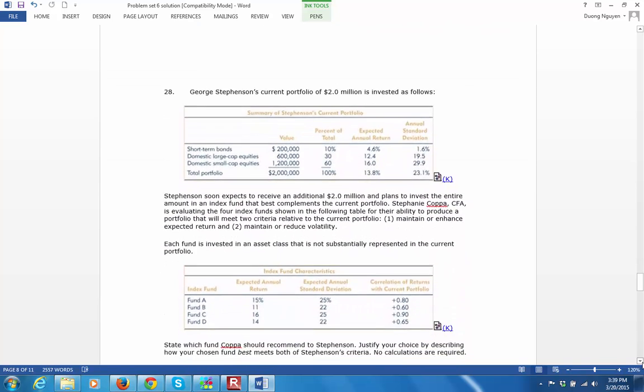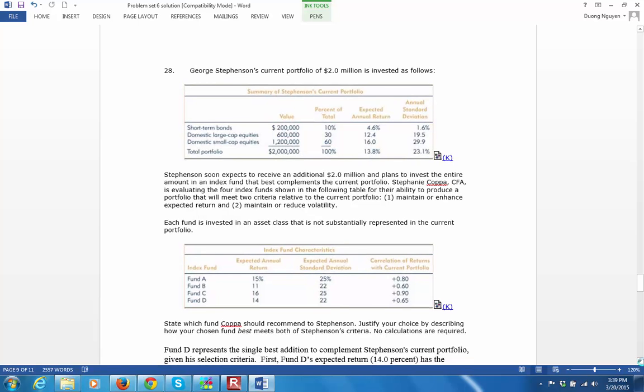All right, number 28. Currently you have $2 million invested in short-term bonds, large cap, and domestic caps. The return of your portfolio right now is about 13.8%, and the standard deviation is 23.1. So you have two objectives: maintain or enhance your return, so you want at least 13.8%, and at the same time maintain or reduce the volatility, so you want the standard deviation to be smaller than 23.1.